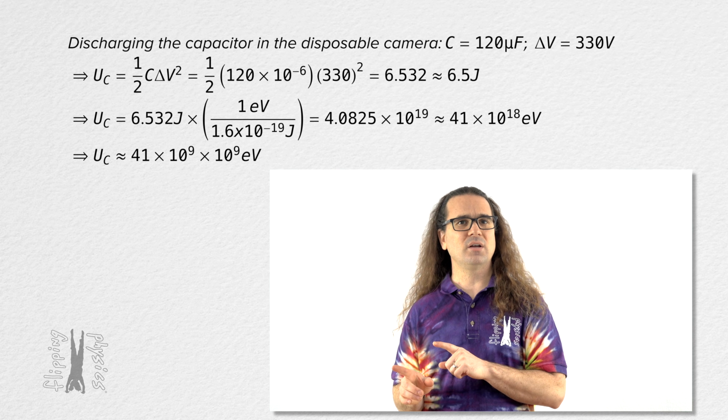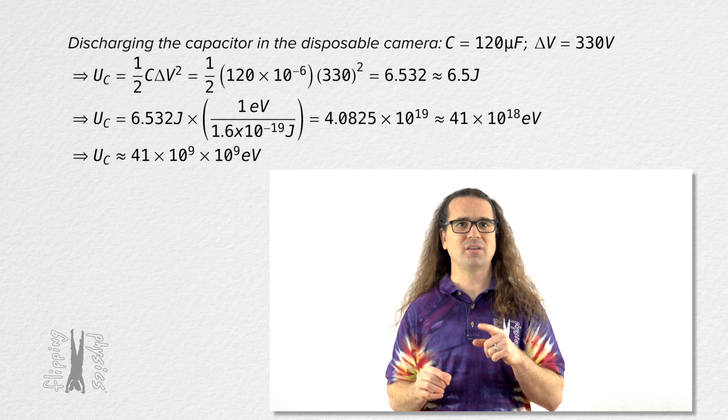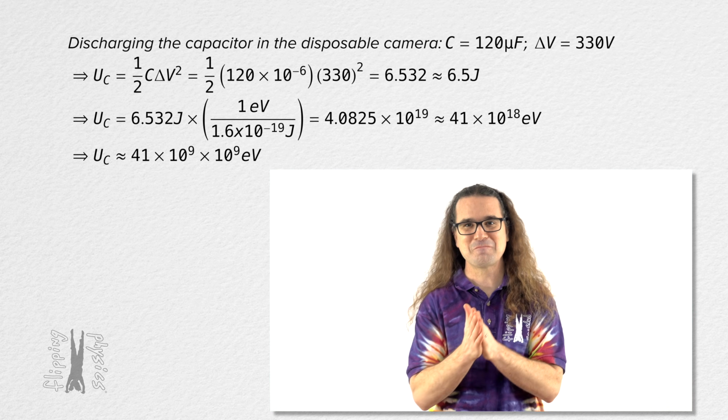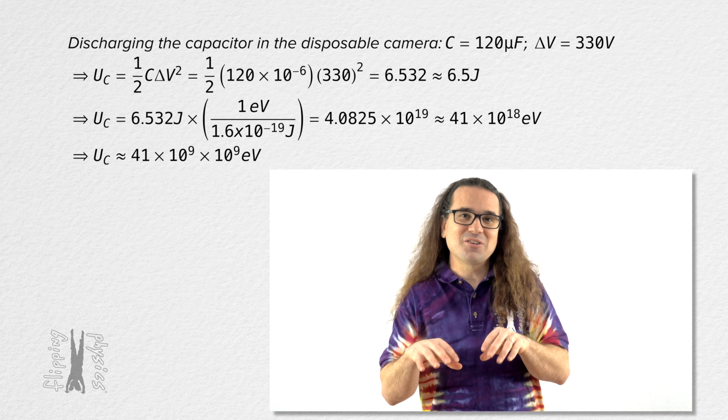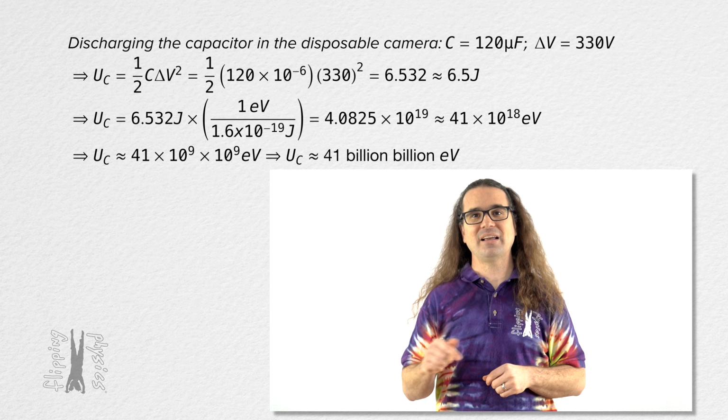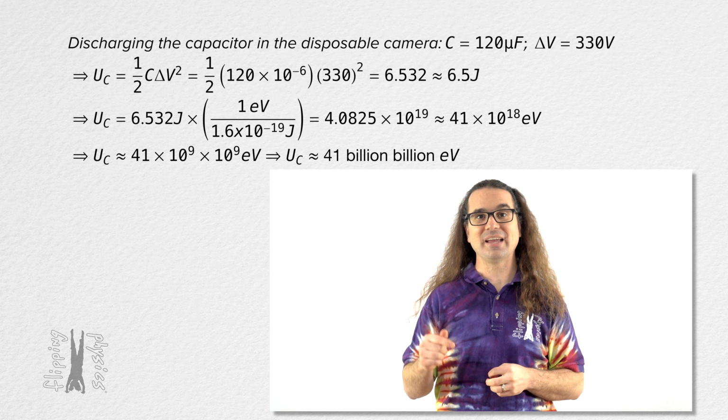But because 41 times 10 to the 9th times 10 to the 9th is the same as 41 times 10 to the 18th, where is this going? That means what you are seeing here is roughly 41 billion electron volts of energy being converted to light and heat energy.